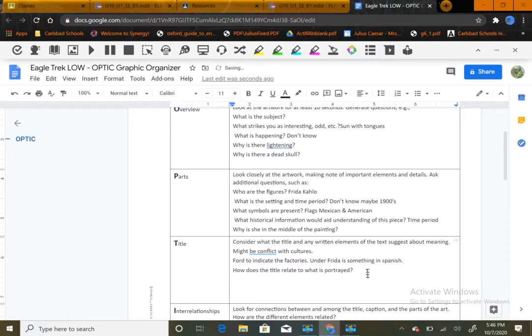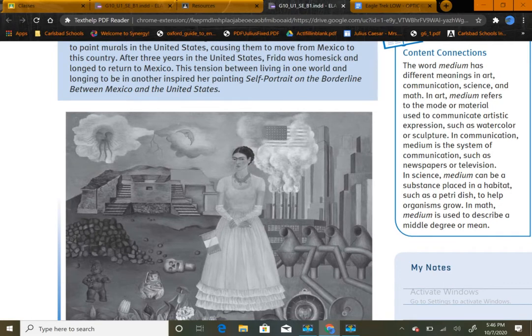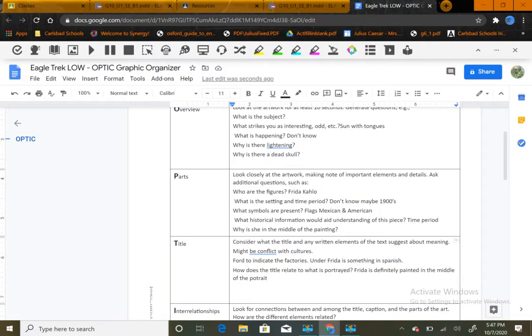How does the title relate to what is portrayed? Frida is definitely painted in the middle of the portrait. Okay, and so the self-portrait on the borderline between Mexico and the United States. So she's definitely standing in the middle.